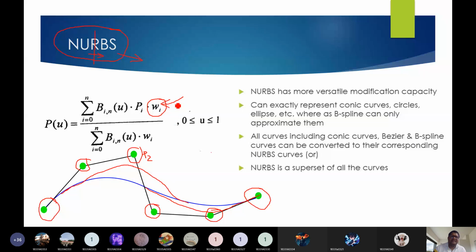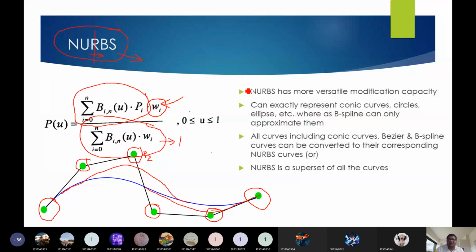If all the weightages are the same, let us say all the weightages are 1, then the denominator will finally be equal to 1, and you will be left with only the numerator term without any WI. Because WI is equal to 1, this equation is exactly the same as the B-spline curve.